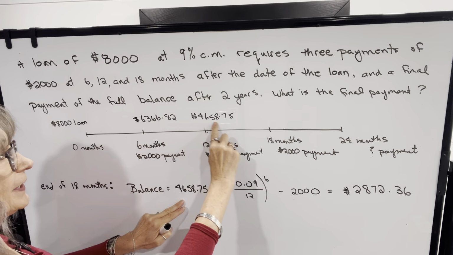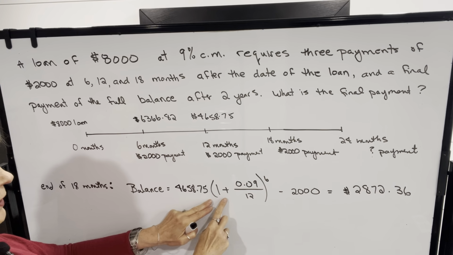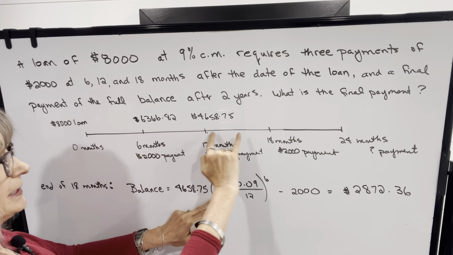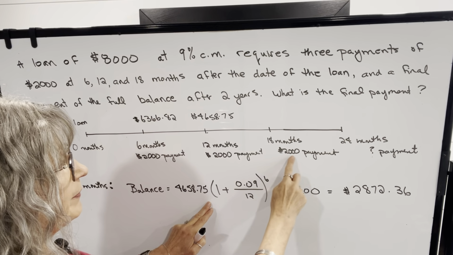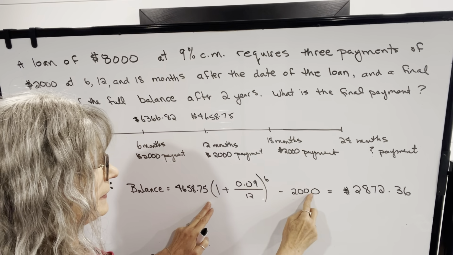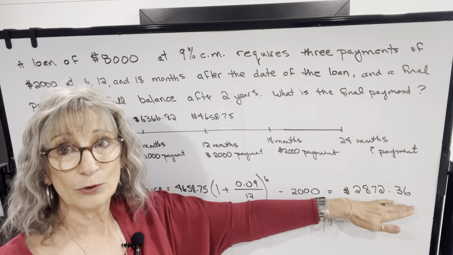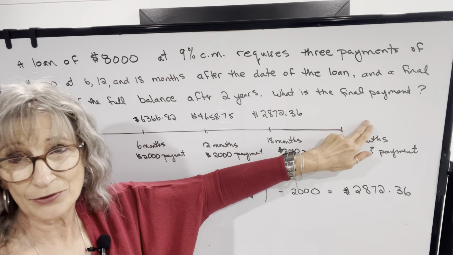So now to find the value of this at 18 months, we use our formula. So we take that value, multiply by 1 plus 0.09 divided by 12. Again, it's 6 months, so 6 compound periods. And we're making a $2,000 payment, so we subtract that. Once that payment is made, this is what we still owe on the loan. We're not paying it off at this point, we're paying it off in another 6 months.